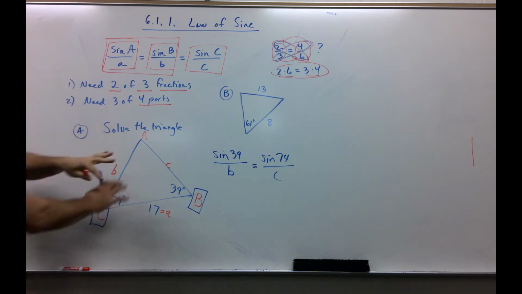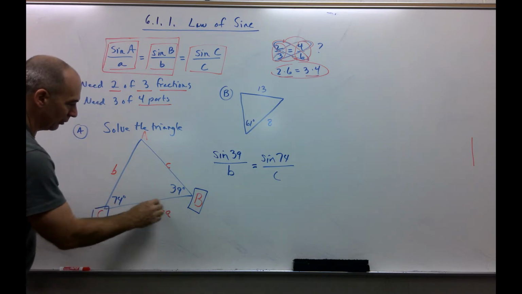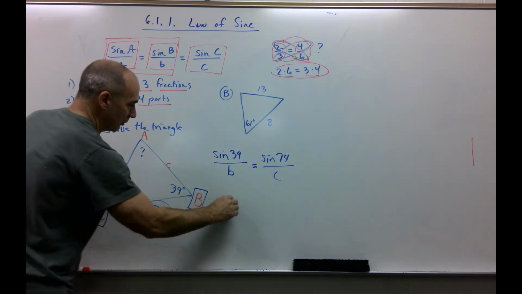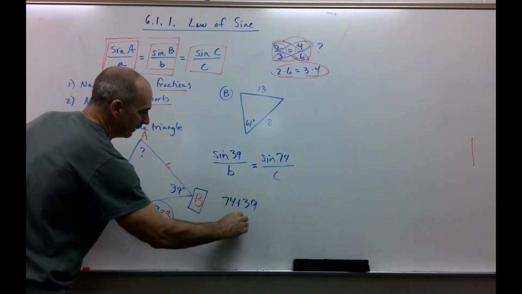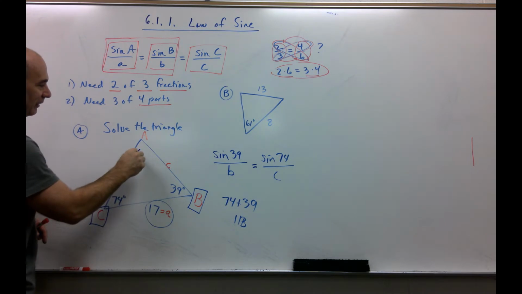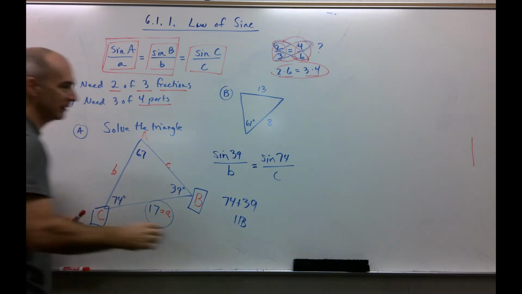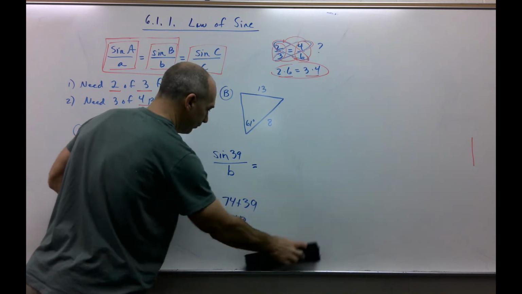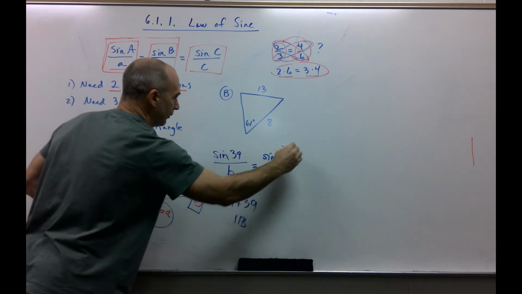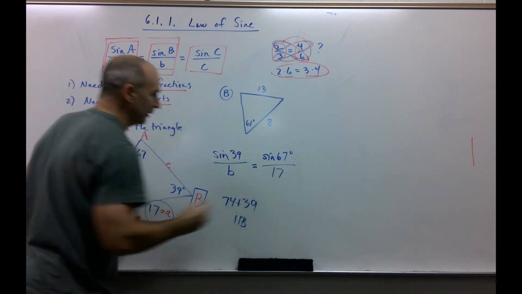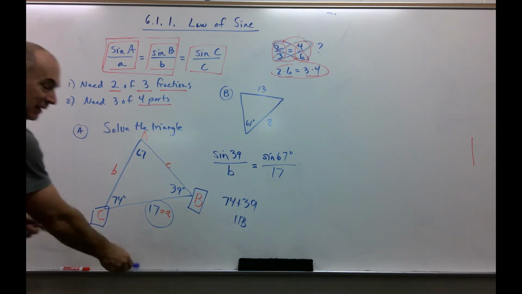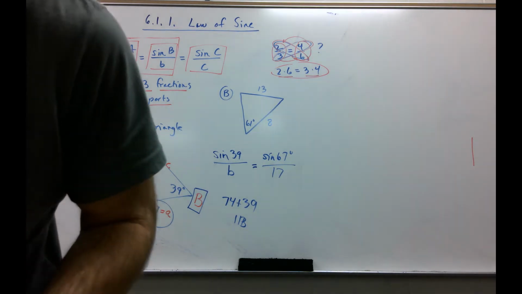Well, we got to look at this a little bit better and say, wait a minute, we know side a, sure would be nice to know angle A. Well, this takes you back to your basic geometry days. 74 plus 39 is 113. So what's left up here? Well, that would be 67 degrees. So we're like, okay, we're not going to use C. We're going to use A. So now we're going to go sine of 67 degrees all over 17. And now look at, we picked 2 of the 3 fractions. We got 3 of the 4 parts. And now we're ready to rock and roll, as long as we have a calculator.